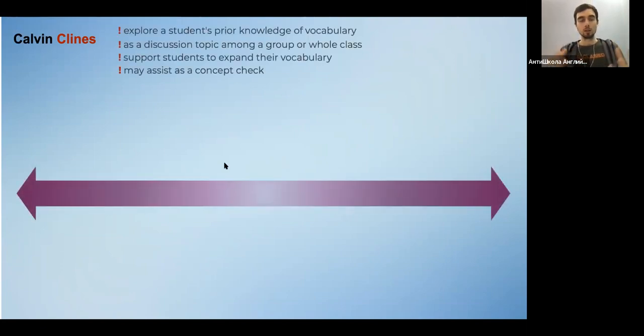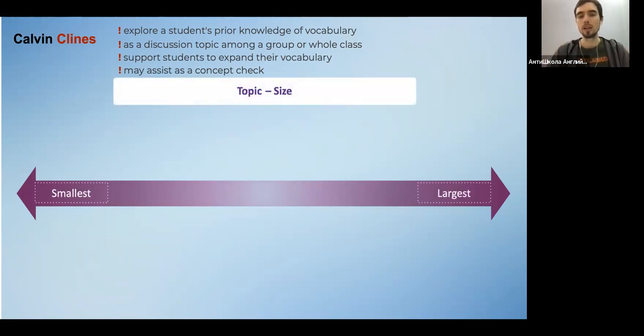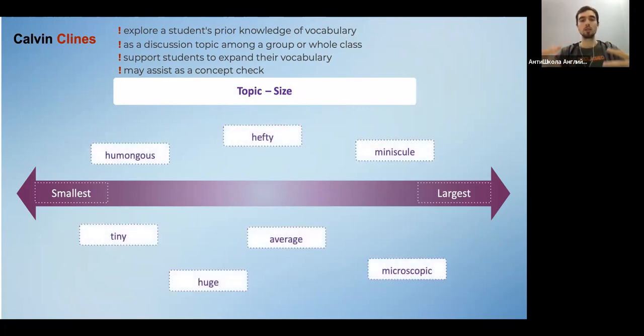So you can explore a student's prior knowledge of vocabulary using that, as a discussion topic among a group or whole class, to support students to expand their vocabulary, and it may assist as a concept check. So basically you have a blank for the cline. In this case, you have this topic, size, from the smallest to the largest. And here you can do the same thing again. You can use annotation and your kids or your adult students will put numbers on them very quickly. They will decide which one is going from the smallest to the largest.